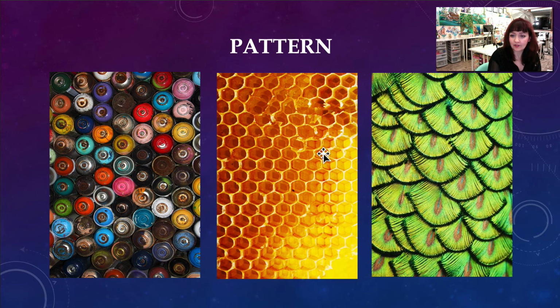Next slide, we have more examples of patterns taken from nature. These are photos. So this is the repetition of the feathers on a bird, honeycomb, and these are some painting cans, I believe. So whether they're the same color or not, or shape, by repeating similar elements, you're able to create pattern.